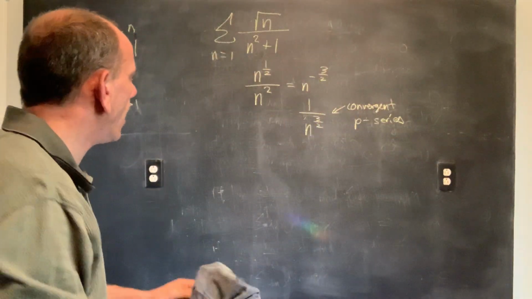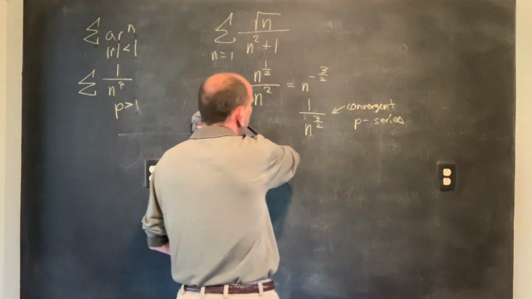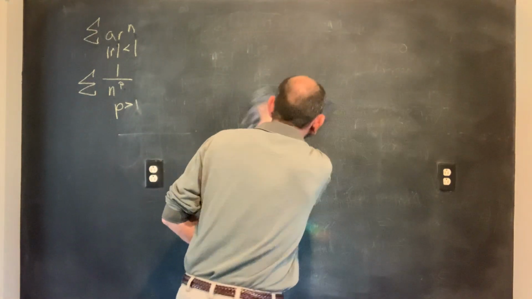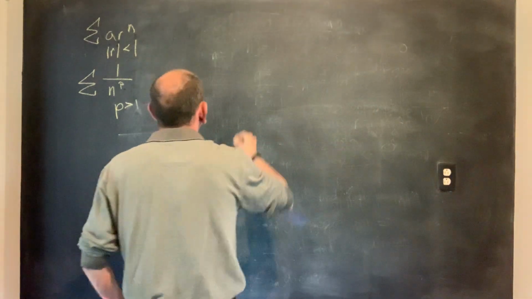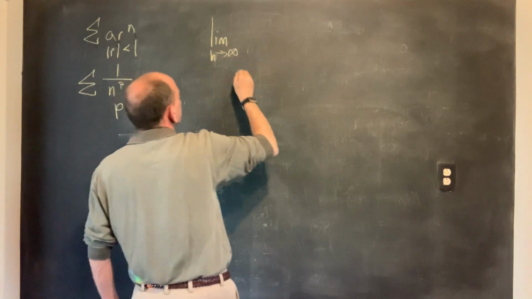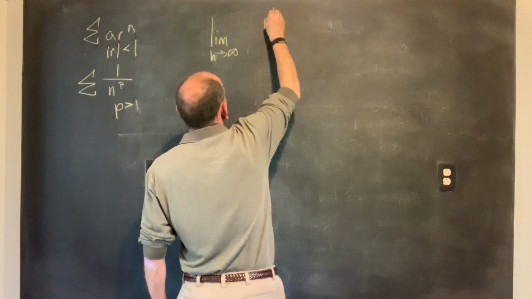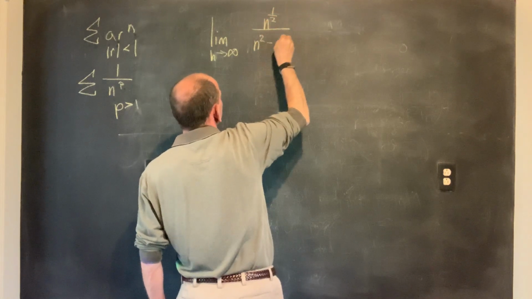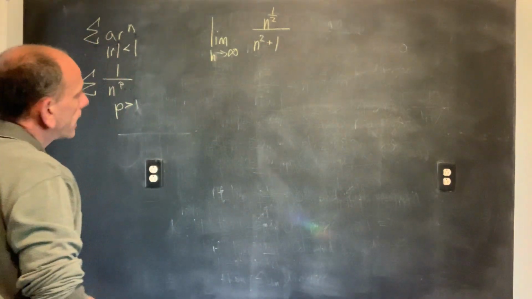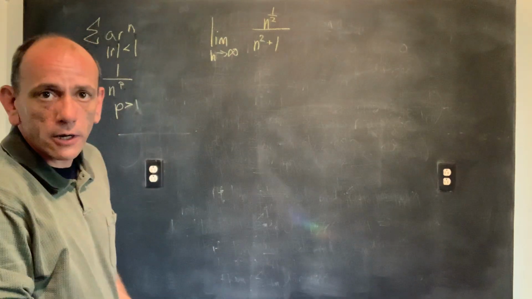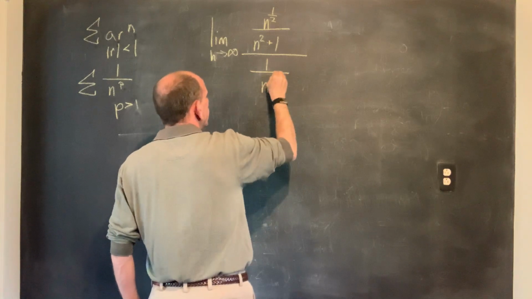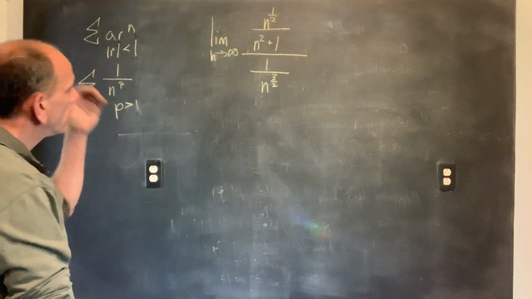This is the one I know something about. The series 1 over n to the 3/2. So let's see. I have the limit as n goes to infinity of n to the 1/2 over n squared minus 1. Was it n squared minus? Plus. Okay, there's my a sub n. That's the series that I don't know anything about. Over 1 over n to the 3/2, which I know is a convergent p-series.